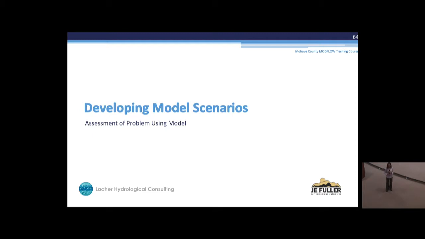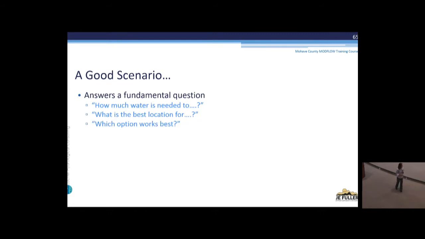And that's where the art is in this part. It's really about identifying a problem, identifying potential solutions, and exploring the effectiveness of those trial solutions. So defining your problem first is really key. A good scenario answers a fundamental question. You have to have a question. How much water is needed to build up a mound? Well, that's not a good question for MODFLOW, but to sustain water levels at a well field, for example.